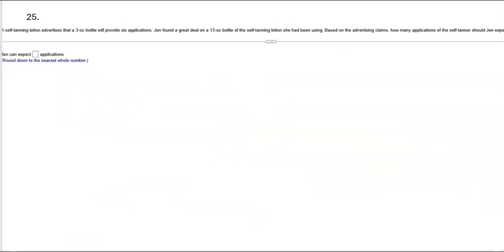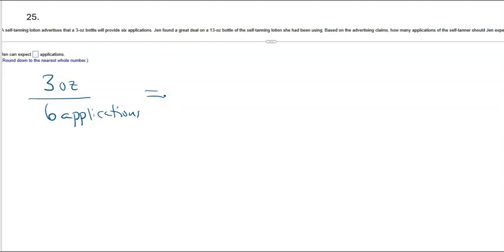Okay, so problem number 25 didn't make it completely on the page. We're going to see if we can figure it out. So self-tanning lotion advertises that a 3-ounce bottle will provide 6 applications. Notice that's a ratio, right? So we have a 3-ounce bottle. So I'm going to say a 3-ounce bottle per 6 applications. By now you're kind of getting used to reading that, and that's one good reason for having so many of these problems. So 3-ounce problem, 6 applications.